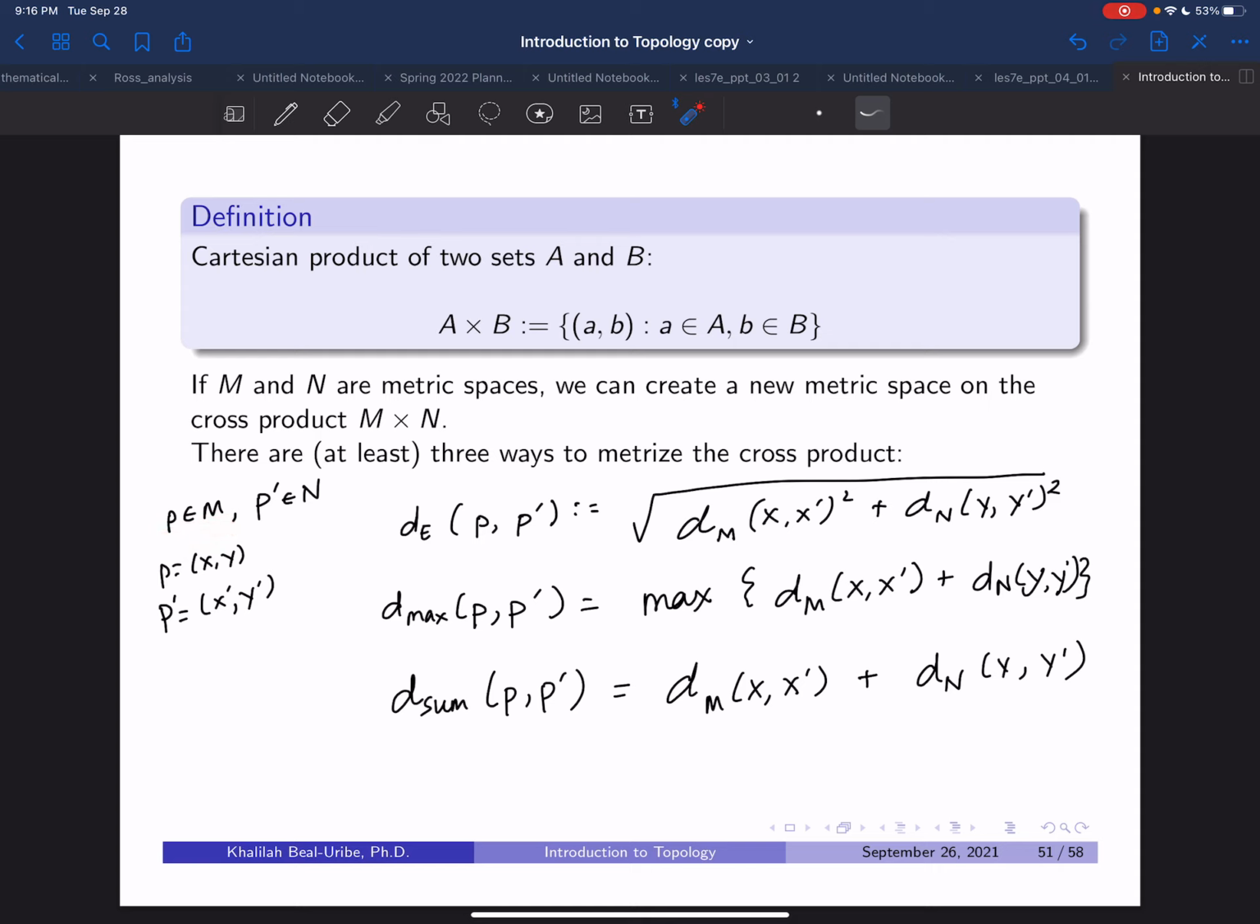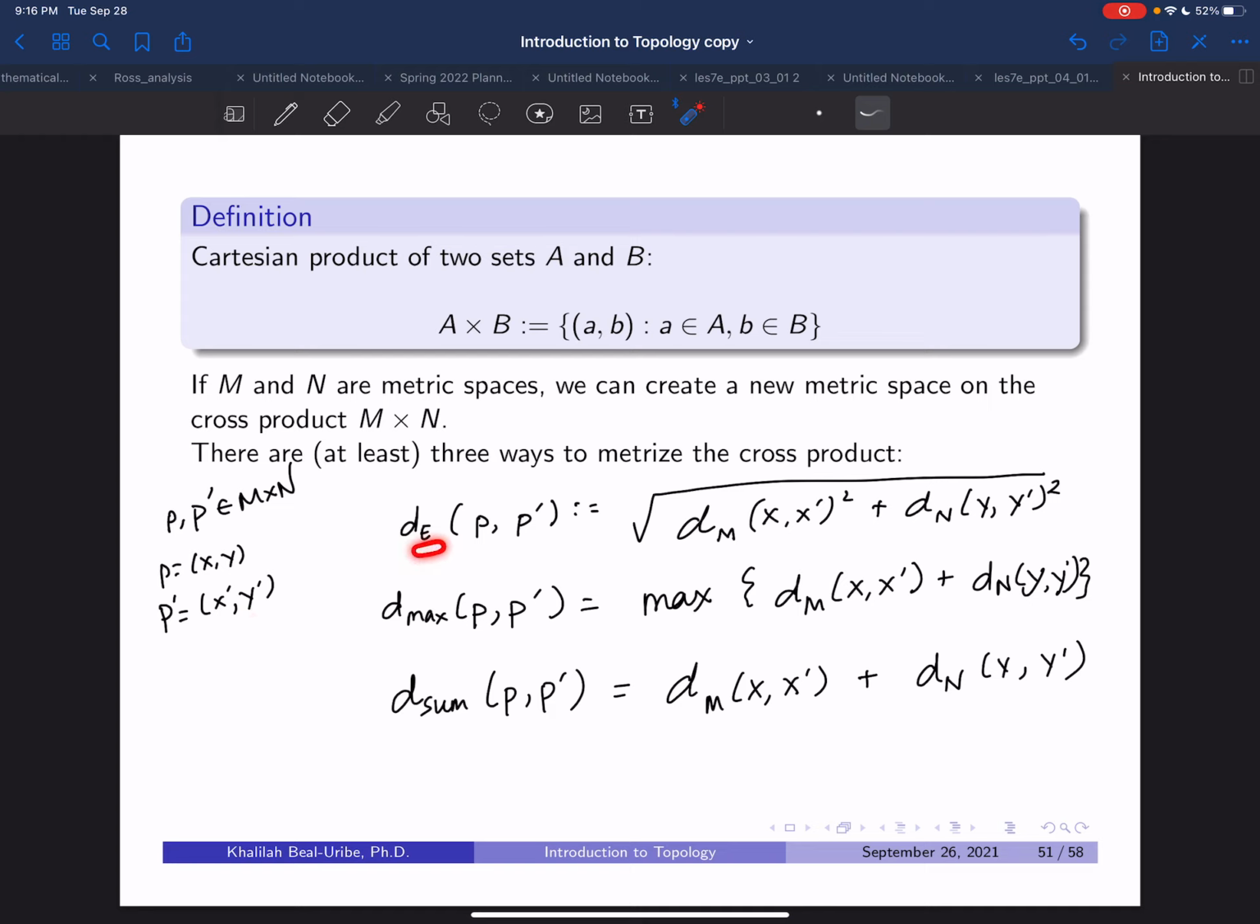Suppose P is a point in M cross N, and I'm just going to say P looks like X, comma, Y. And suppose P and P prime belong to M cross N. Okay, so P is X comma Y, X is in M, Y belongs to N, and P prime, let's write it as X prime comma Y prime. So X prime is an element of M, and Y prime is an element of N.